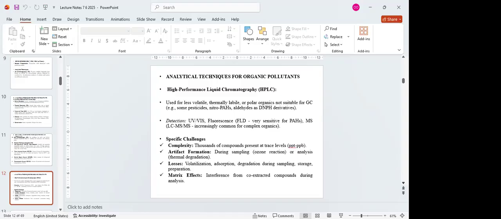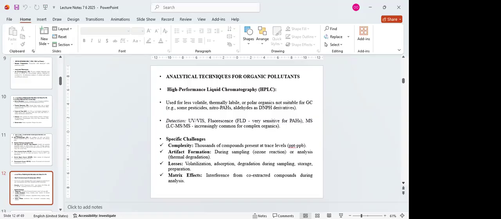It's used for less volatile, thermally labile, or polar organics that are not suitable for GC. Remember, GC is particularly for volatile matter. When the molecular weight of a substance starts getting larger, the tendency to be volatile reduces. So when you have such materials that are heavy, you discover that GC will no longer work, but the HPLC, high performance liquid chromatography, works better with those materials.